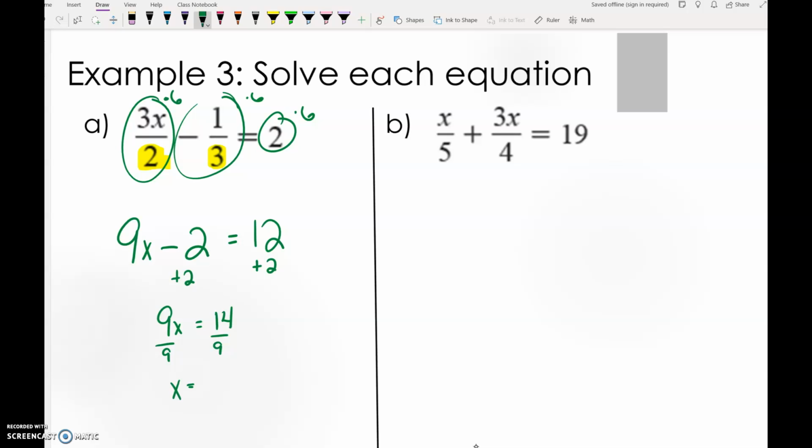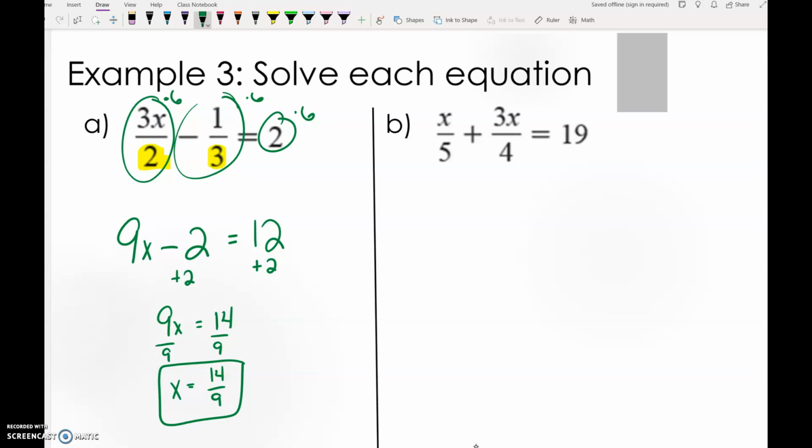I don't like that fraction either. I don't think we can simplify it. It's 1.5 repeated, so I'm going to leave it as 14/9. Yeah, it's not grand, but it works.